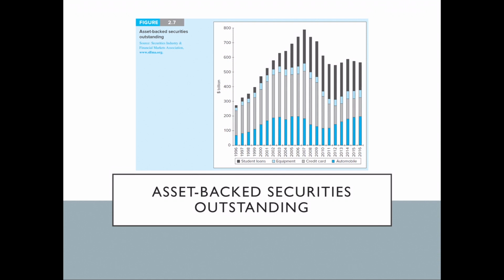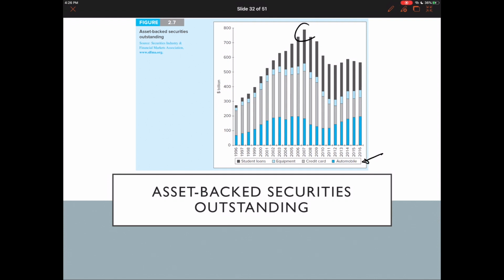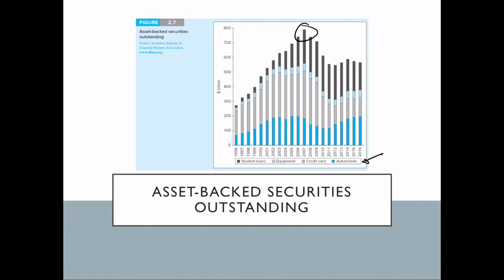Additionally, asset-backed securities. These are the different types of asset-backed securities and their amount that's outstanding. Here at the bottom are the different types of assets that back these securities. The previous one was mortgage-backed securities. Different types of asset-backed securities include student loans, equipment, credit cards, and automobiles. Once again, you can see a spike in these asset-backed securities right before the financial crisis, and then you can see that there was a decrease in the following years. So that was our second capital market dealing with the bond market.